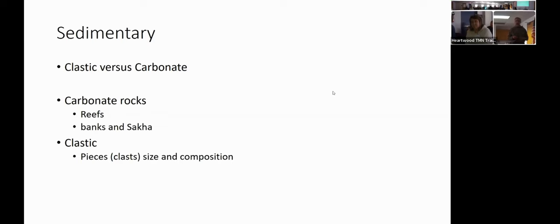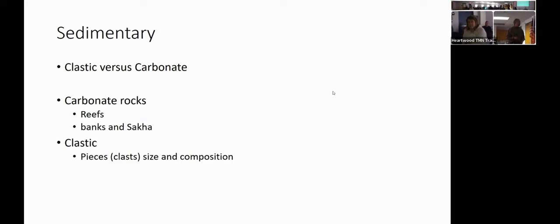Reefs are formed on the leading edge of continents like the Great Barrier Reef or the reefs in Belize. They're formed. And then we could talk about the oil, the petroleum reasons for looking at that. We'll do that at some other time, perhaps.